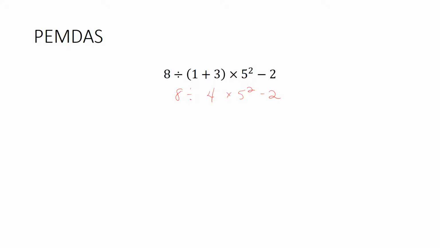After parentheses, we look for our exponents. We have a set of exponents, so we're going to work that. 5 squared doesn't mean 5 times 2. 5 squared means 5 times 5. 5 times 5 is 25. I'm going to write down the rest of my problem.